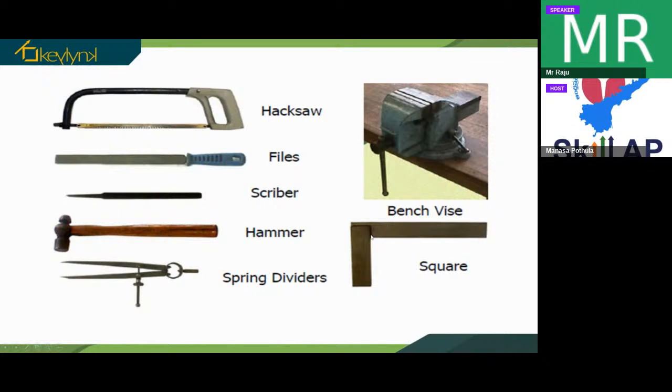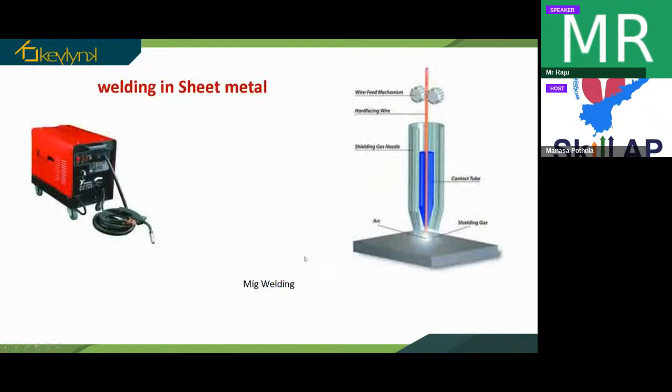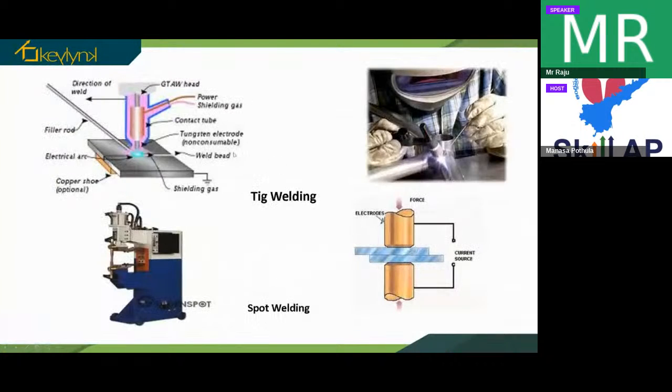This is a tri-square. It will have an angle of 90 degrees. So it is used for angle measurement in the sheet metal process. When it comes to the joining process of the sheet metal, we have welding. In welding, we have MIG welding. MIG welding is nothing but metal inert gas welding, where we have a metal and an inert gas, and this produces an arc. So we use it for the joining of two metal sheets.